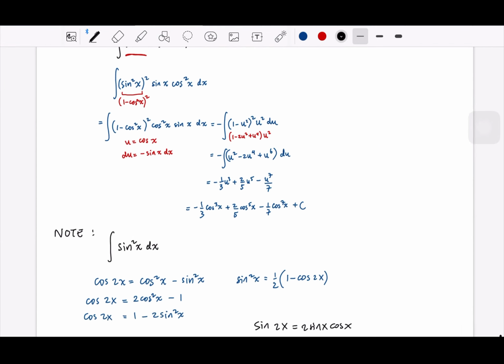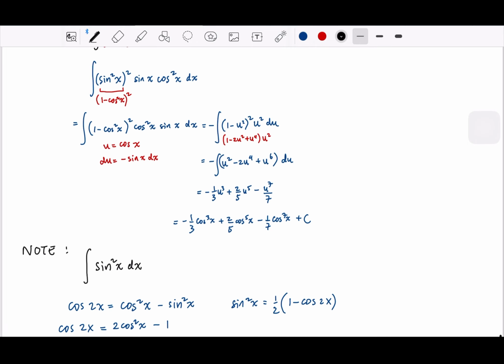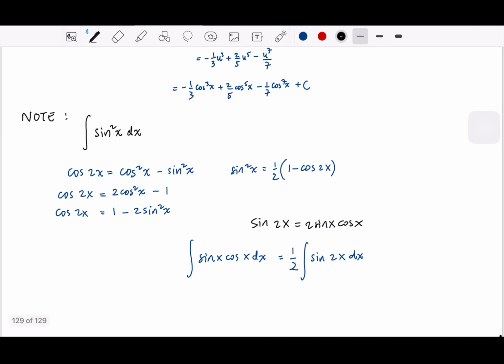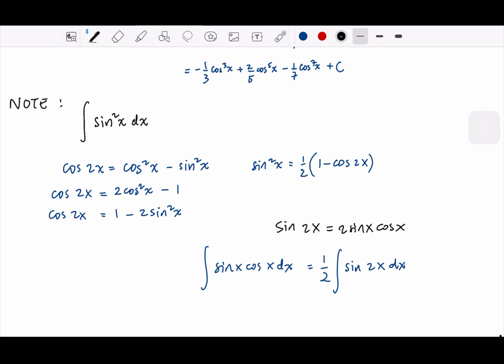Okay, this is case 1, sine and cosine with some power. Case number 2 is tangent and secant with some power. And because of secant and tangent, we know from the previous sections that we have the identity for those two: secant squared equals 1 plus tangent squared, right?